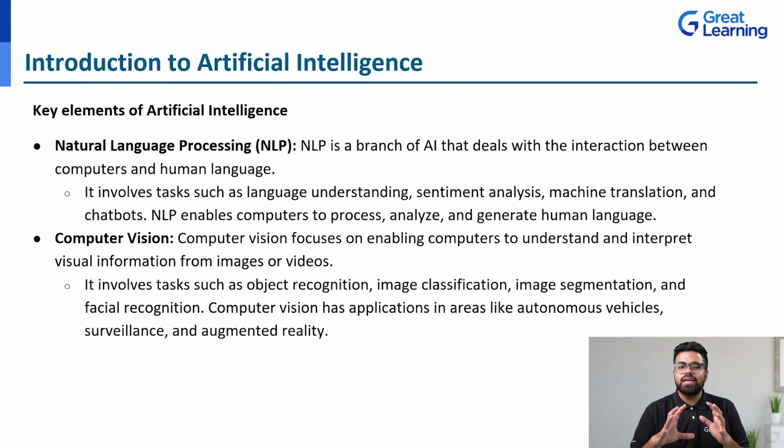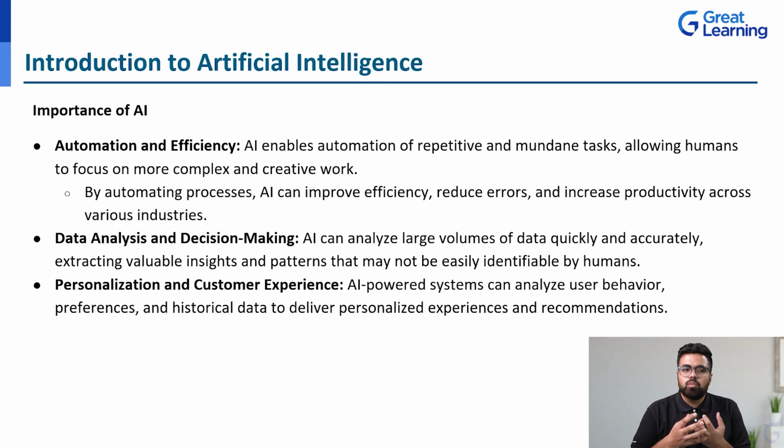Now, these are the key elements of artificial intelligence. Now, why is it important, right? What is the importance of artificial intelligence? Number one is the automation and efficiency it provides, right? We can automate a lot of mundane tasks that we do on a day-to-day basis.